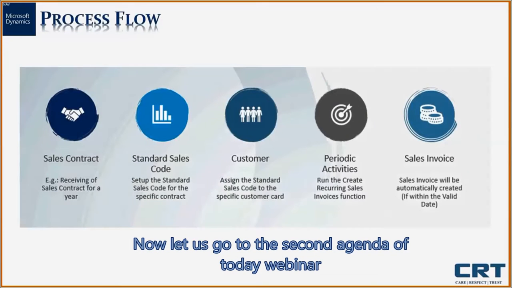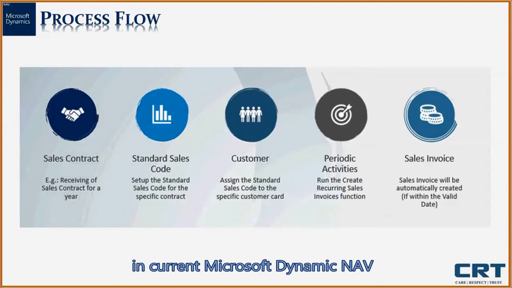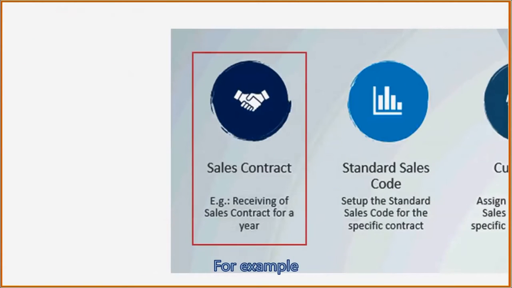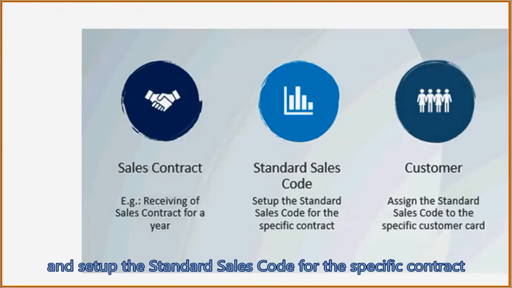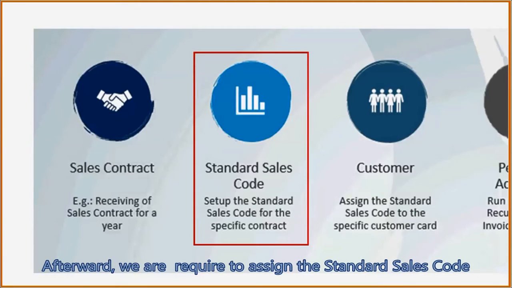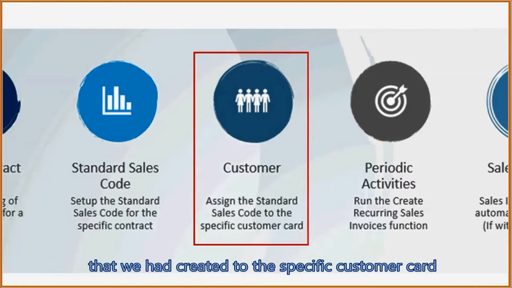Now, let us go to the second agenda of today's webinar, which will be the standard process flow of recurring sales invoice in current Microsoft Dynamics NAV. The first stage that we will go through is the sales contract. For example, if we have signed a sales contract with a specific customer for a year, then we will need to access Microsoft Dynamics NAV and set up the standard sales code for the specific contract. Afterward, we are required to assign the standard sales code that we have created to the specific customer card.